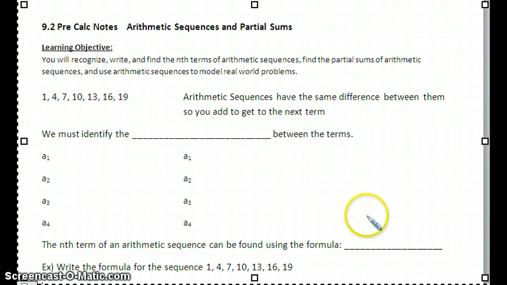This video covers Pre-Calc Notes 9.2. We're going to be dealing with arithmetic sequences. Arithmetic derived from arithmetic, so sequences where we're adding the same number to the previous term to get the next term. And then we'll deal with partial sums in the second part of the video.